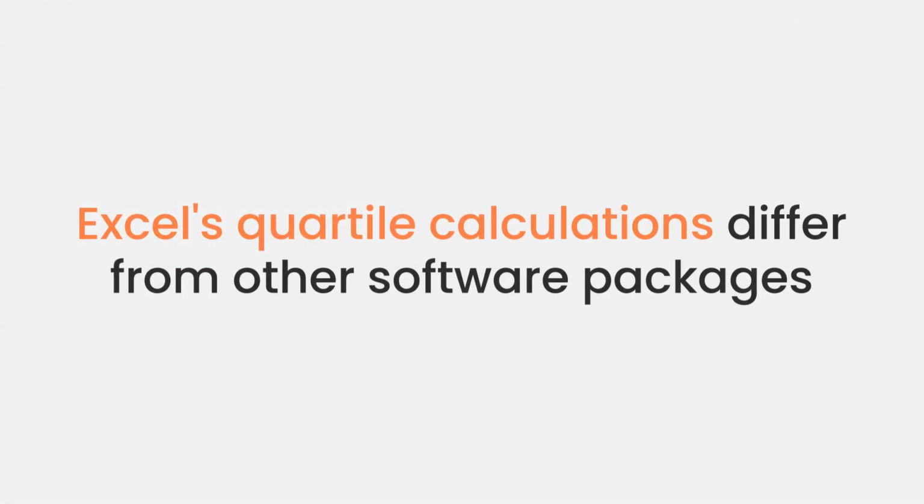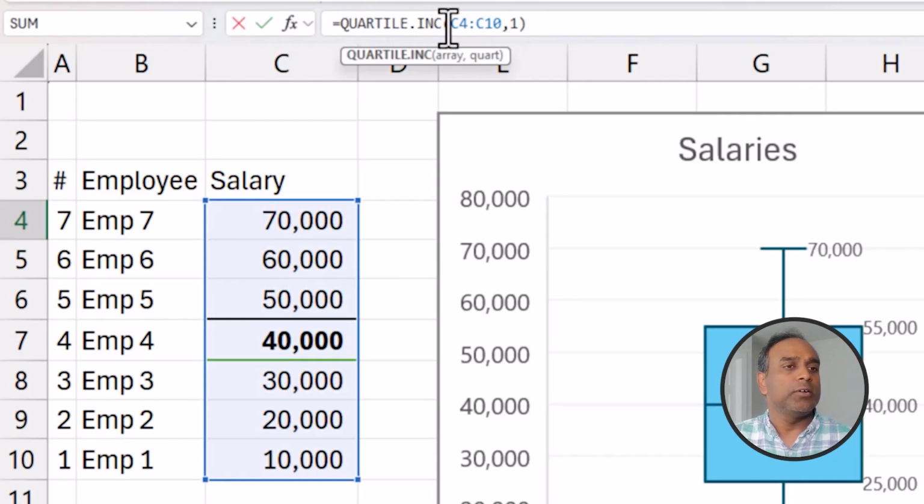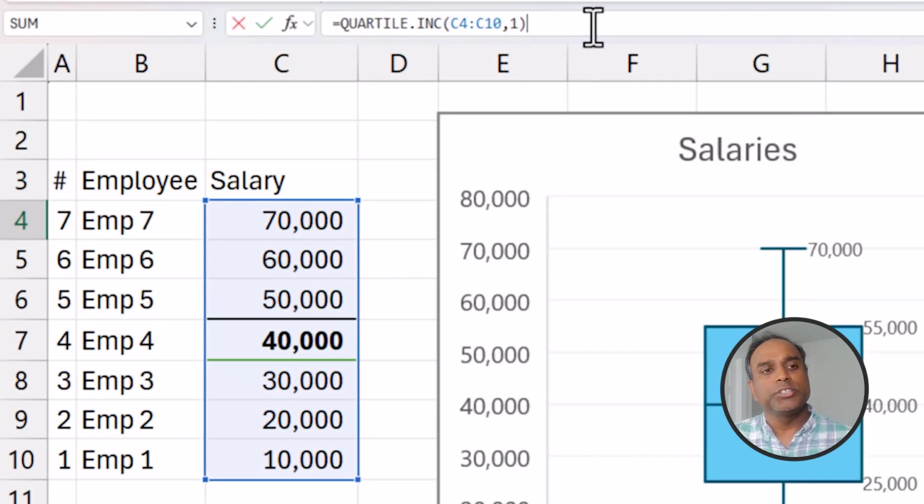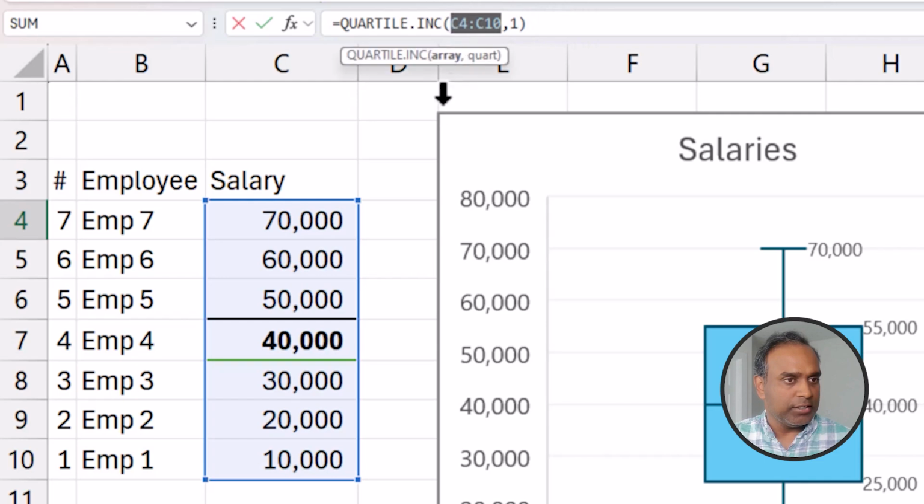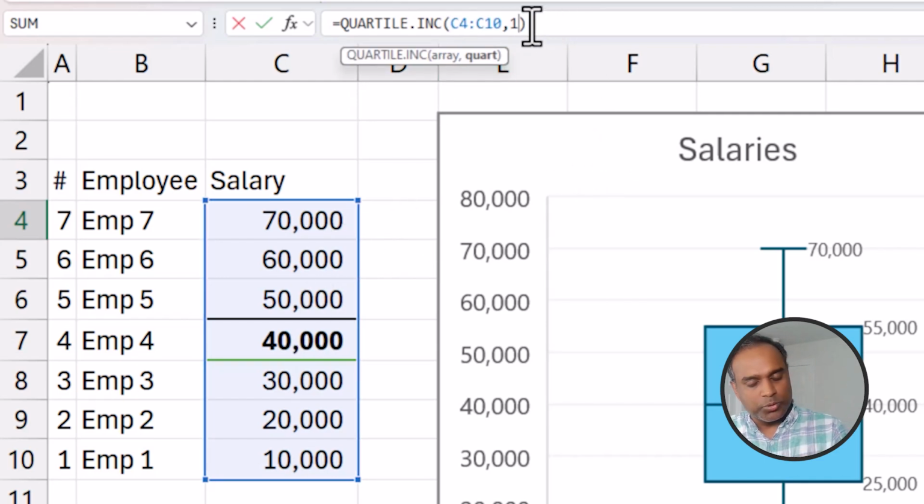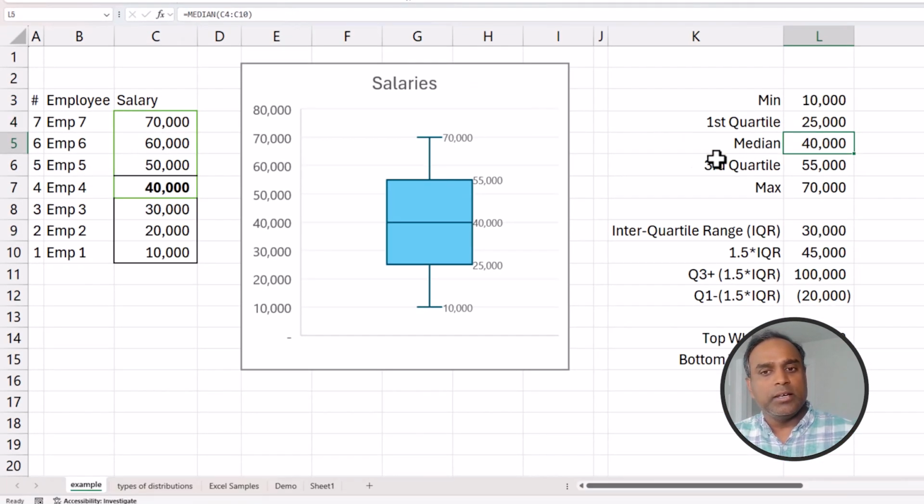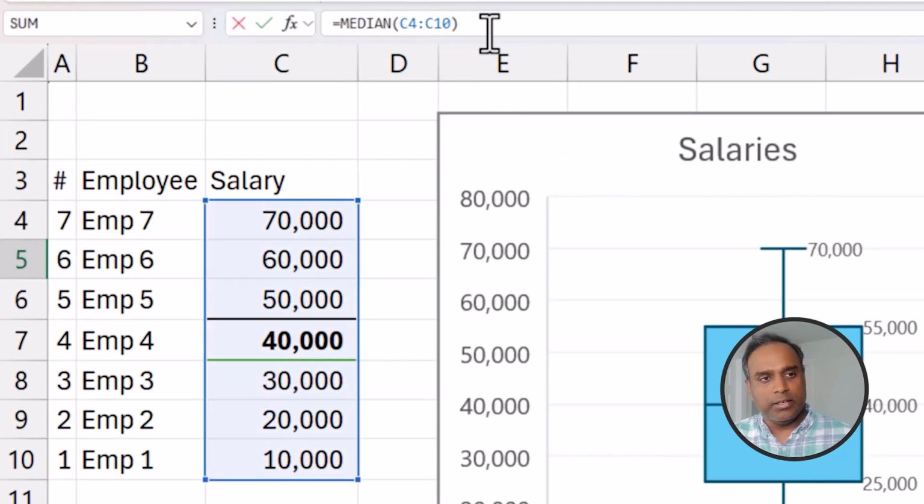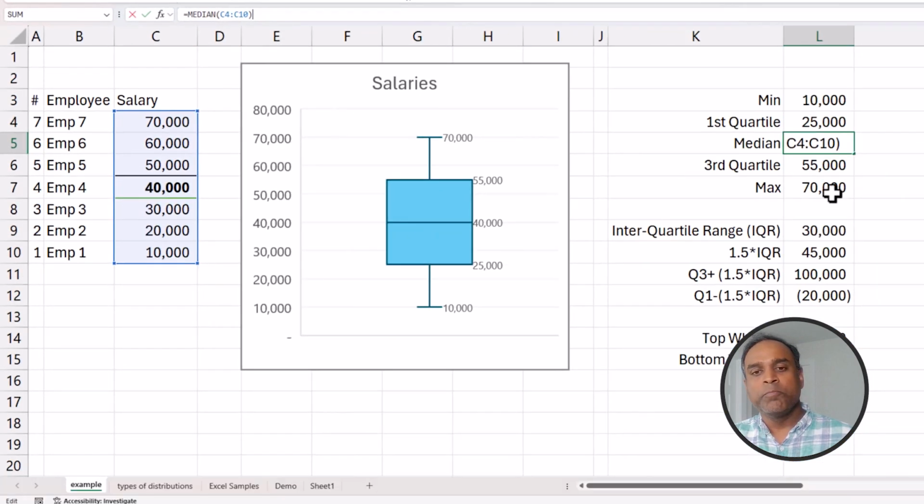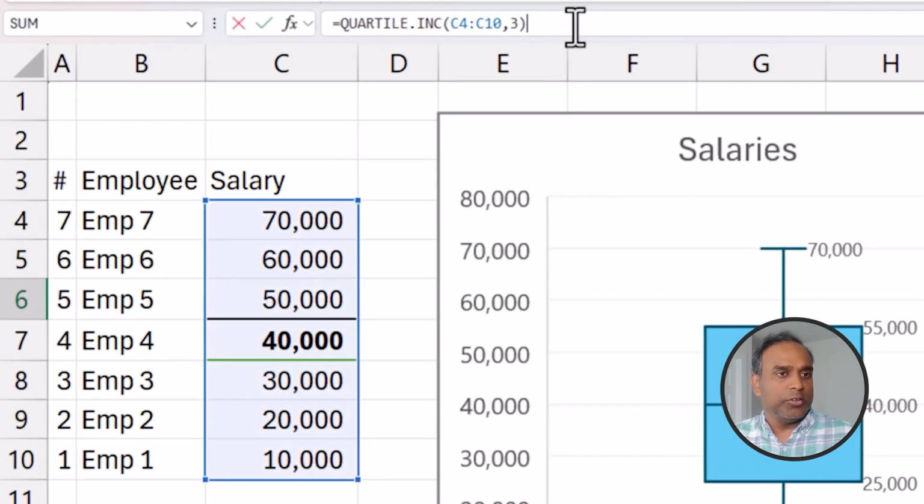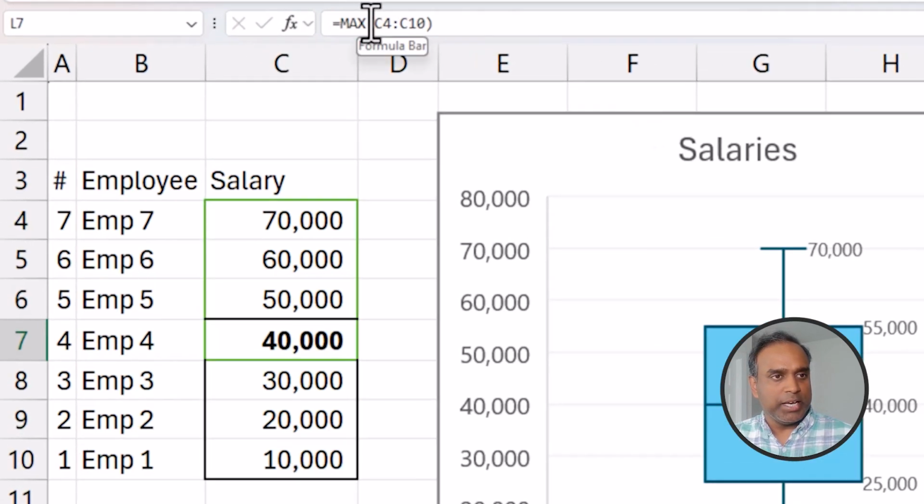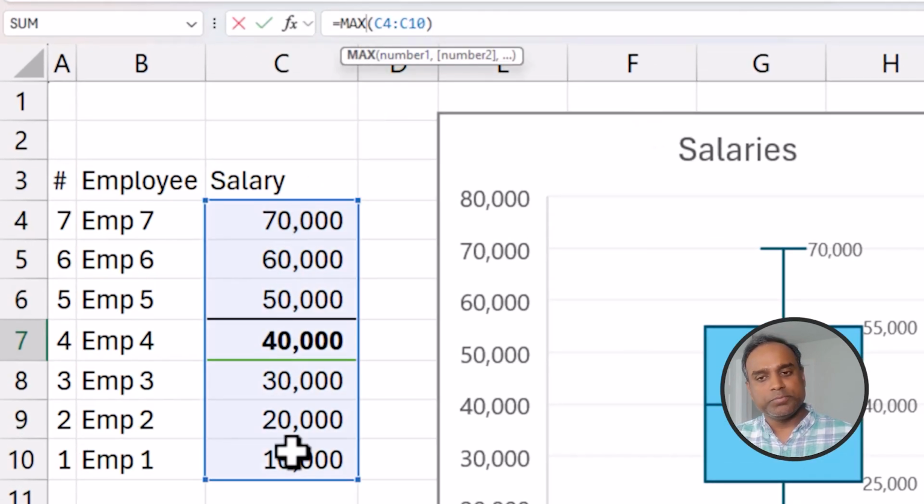The first quartile, you can calculate using a function called quartile.inc, and this function allows you to input a set of salary values here, and then I can say 1 as a parameter to get me the first quartile. And the median has its own function called median of the values in our data set. The third quartile, you might have guessed already, we can use the same function except the parameter can be 3 instead of 1 to get us the third quartile. And then the maximum is a simple max function of all these values.